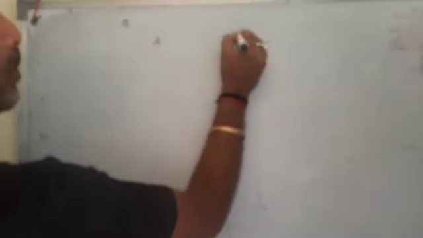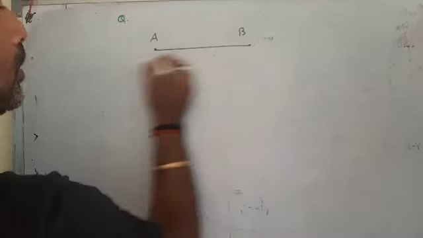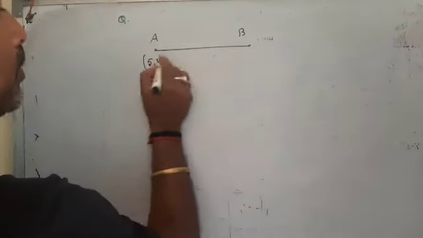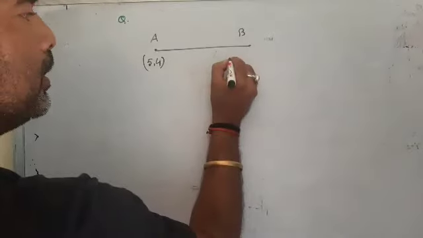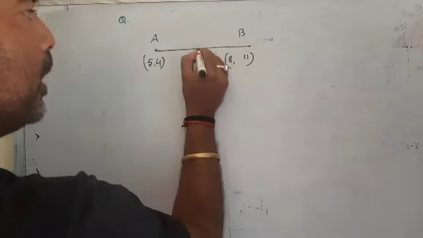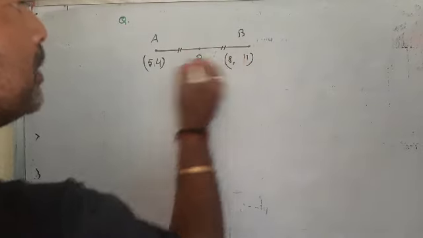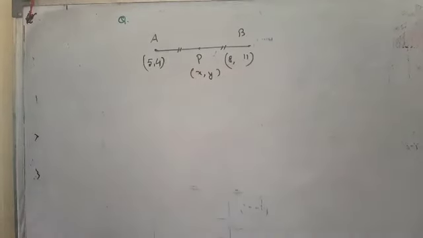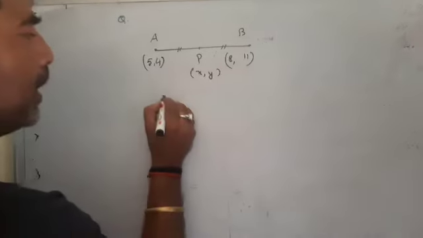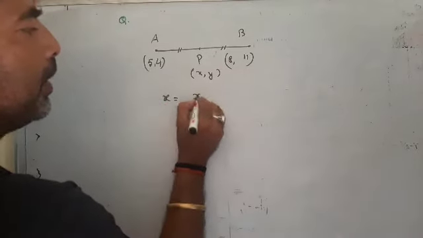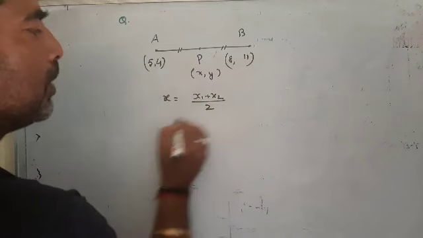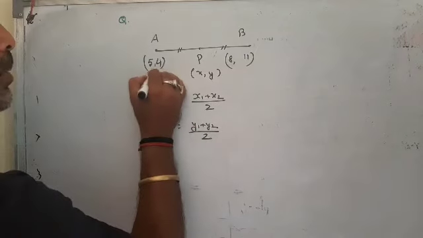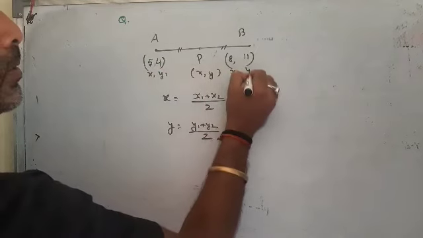Suppose A and B are 2 points with coordinates 9 comma 4, or take simple 5 comma 4, and here 8 comma 11, and P divides the line in 2 equal parts, that means P is the midpoint. Find the coordinates of P. So using the midpoint formula, x is equal to (x1 plus x2) by 2 and y is equal to (y1 plus y2) by 2. This is your x1, this is your y1, this is your x2, this is your y2.